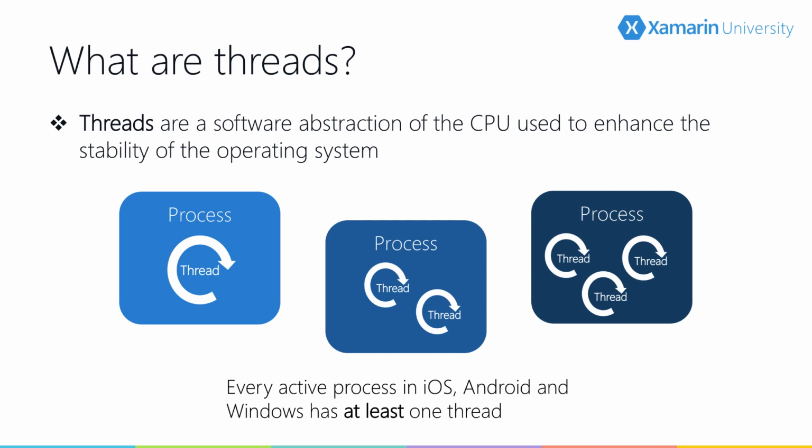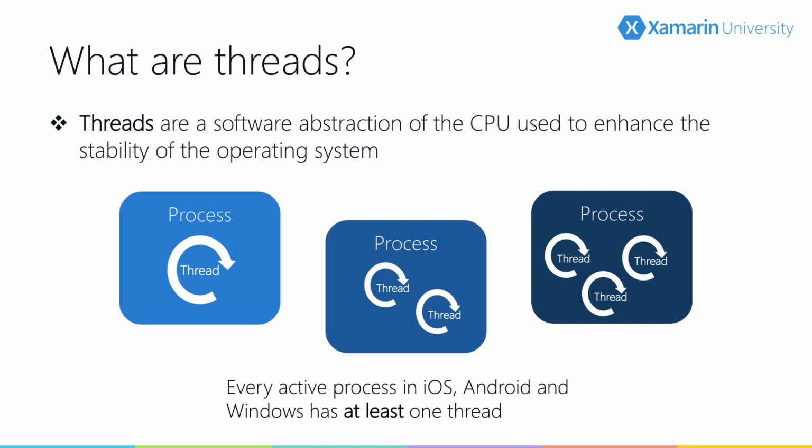A process does, however, not execute any code. Instead, within each process, we will have at least one running thread. Often, we will have multiple threads. A thread is a software abstraction of the CPU. That means a unique stack and copy of the registers. And each thread represents a specific execution point inside our application.